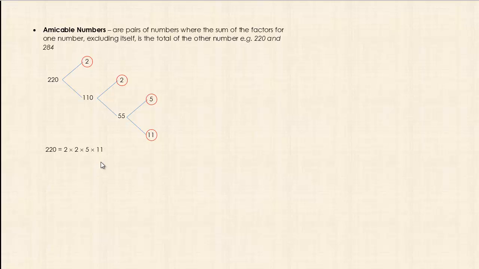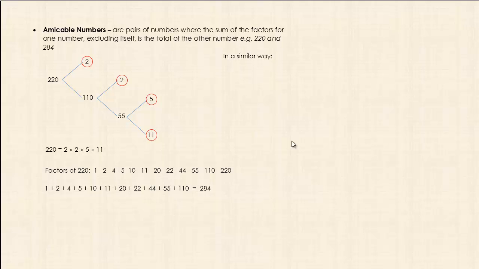From this we can find all of the factors. 1 is a factor of everything. We've got 2 here. Taking the two 2s together gives us 4. We've got the factor of 5. Taking a 5 with a 2 gives us 10, and so on. Taking all the possible combinations of these gives us all of the factors. If we add those up, excluding the 220 itself, we get 284. In a similar way, the factors of 284 are these here, and if we add these ones, we get 220.